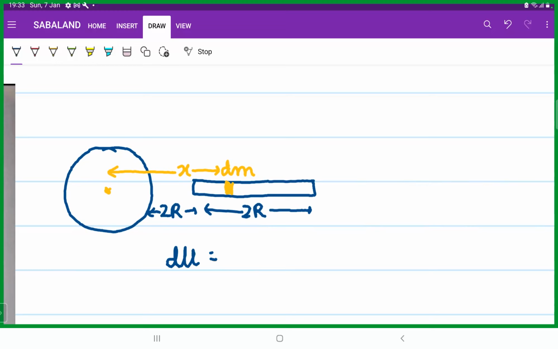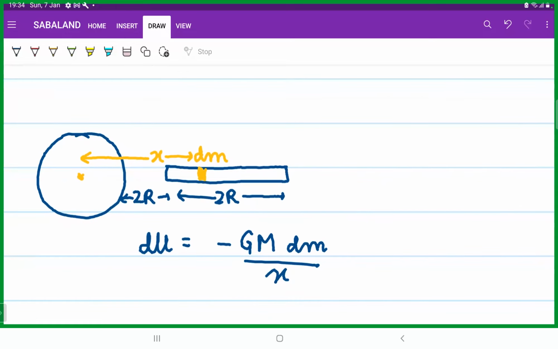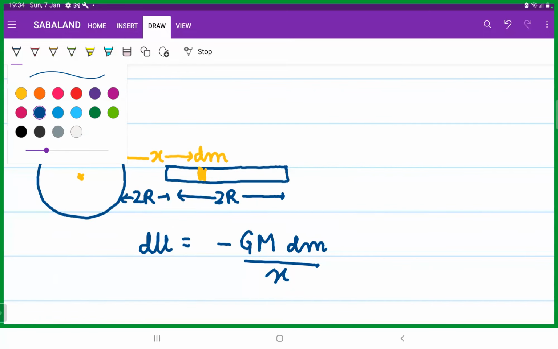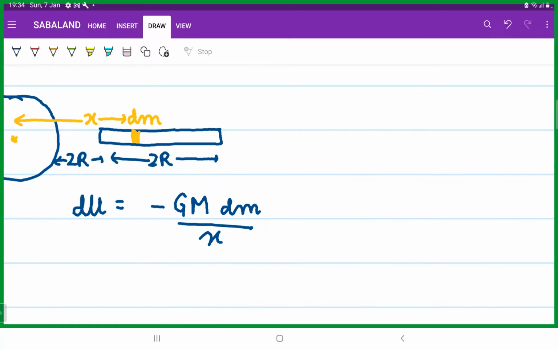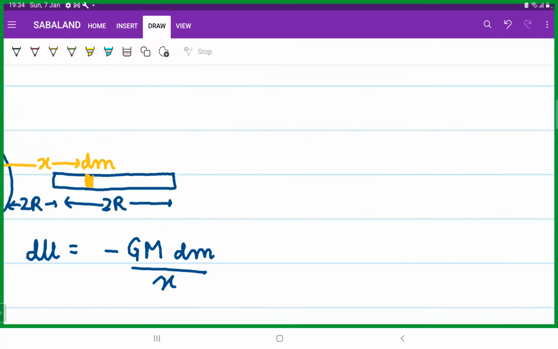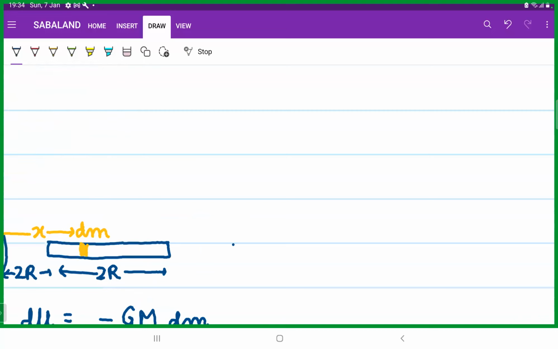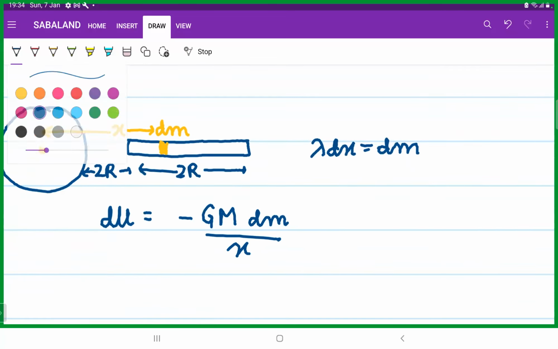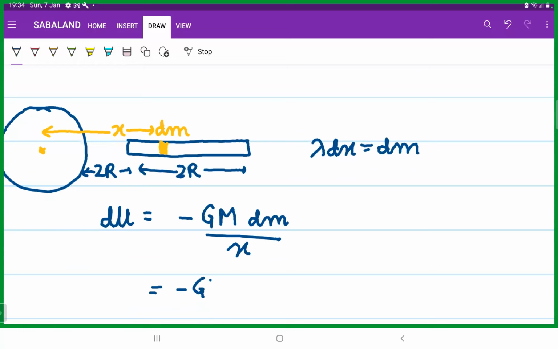So dU is equal to minus G M dm divided by x, right? Now we have to bring this dm in terms of x. We know this equation: lambda dx is equal to dm, where lambda is the linear mass density. So let me put the value over here: minus G M lambda dx by x.